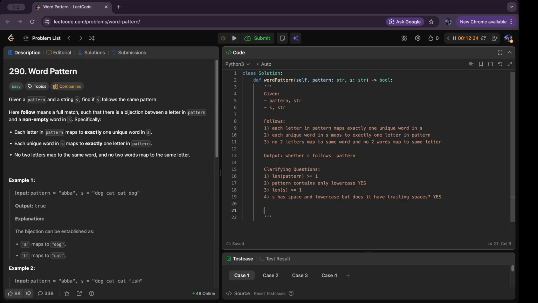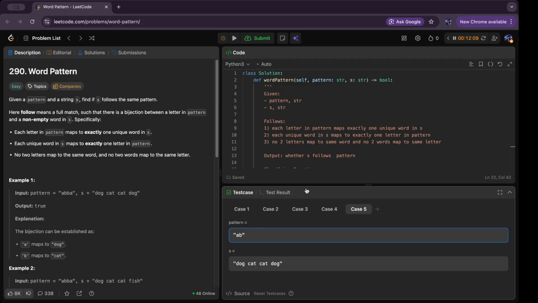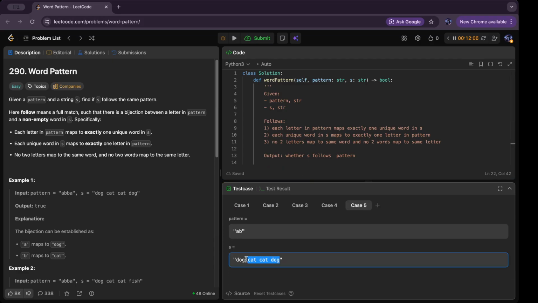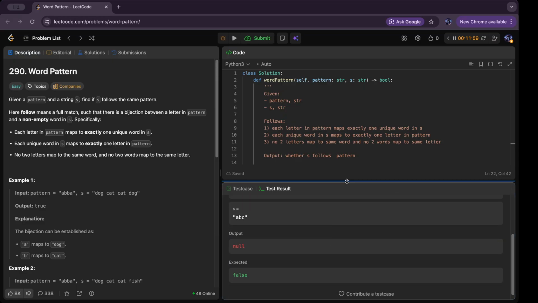So one edge case that I can think of is that pattern is AB, for example, and then s is BC. So this should return false. Or AB and ABC. So this should return false. Yep. Okay.